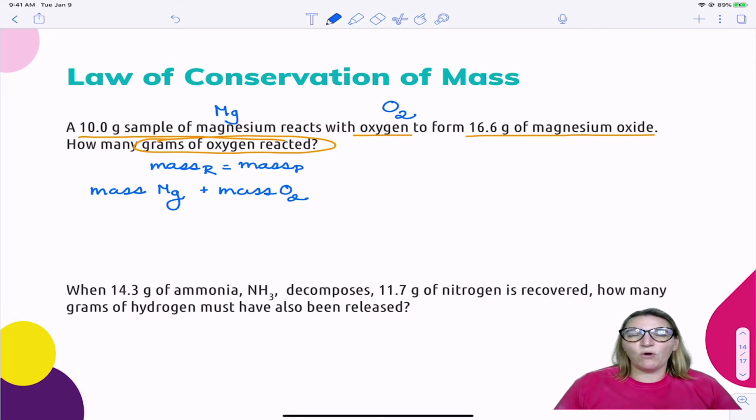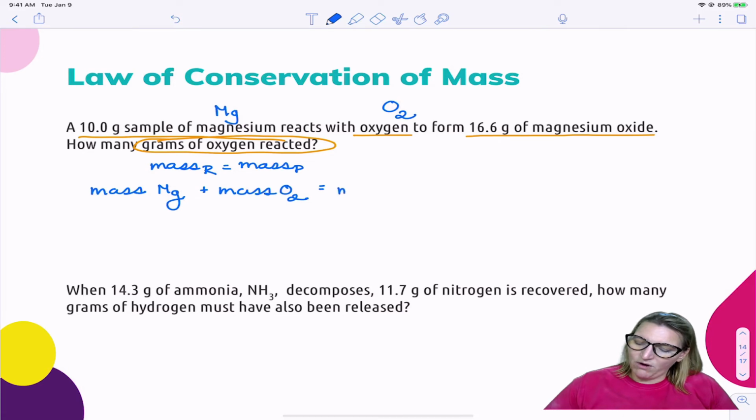If you don't know that from a previous class, you can always just write out the whole word, okay? Or look at a periodic table. The mass of the reactants is equal to the mass of the products.